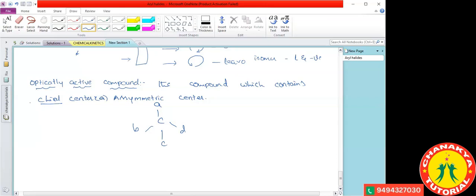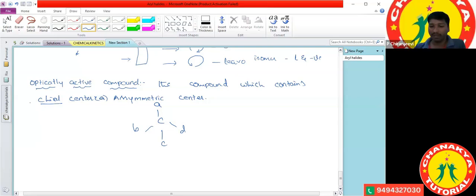Different size here. Okay. Now the carbon which is attached to four different atoms or groups of atoms is called a chiral center, or we can also call it an asymmetric center. Why are we calling it an asymmetric center? Recently I saw one JEE question on the asymmetric center.